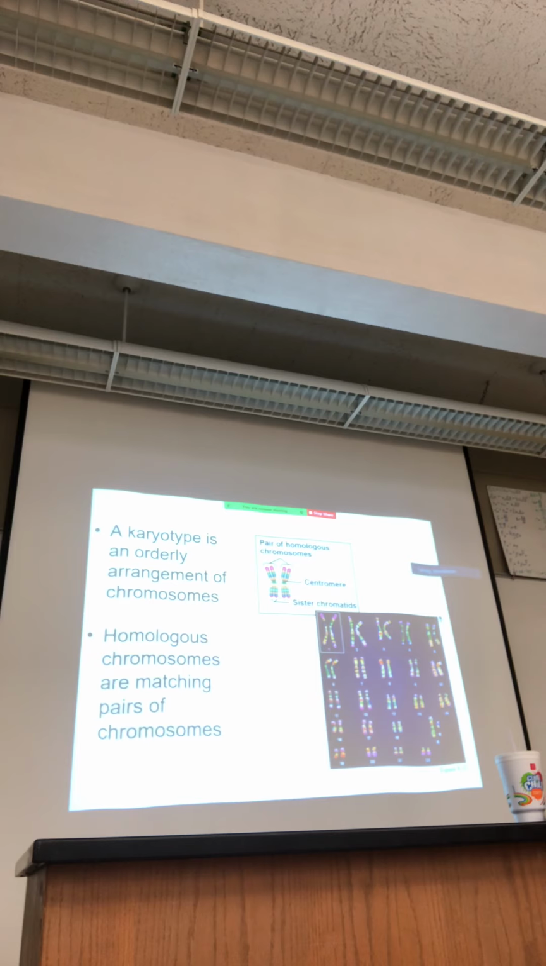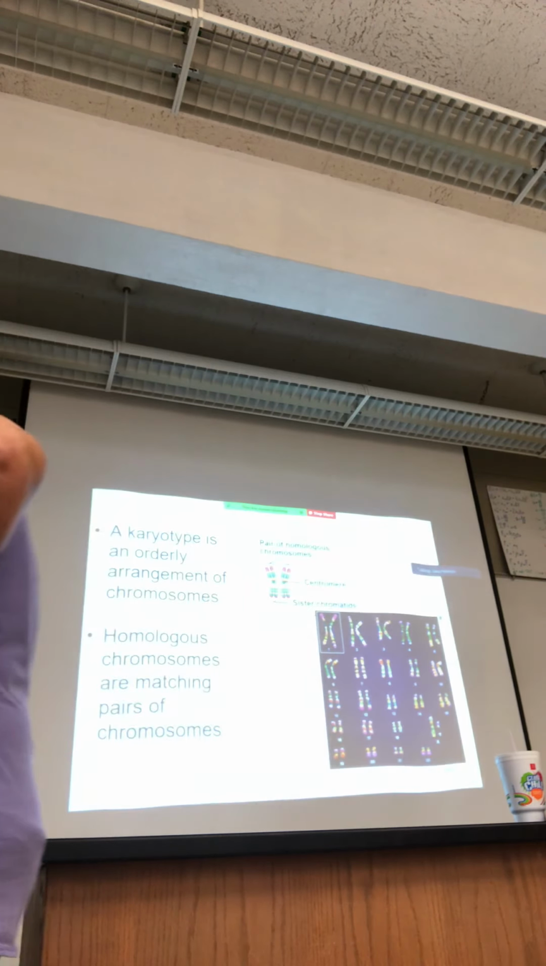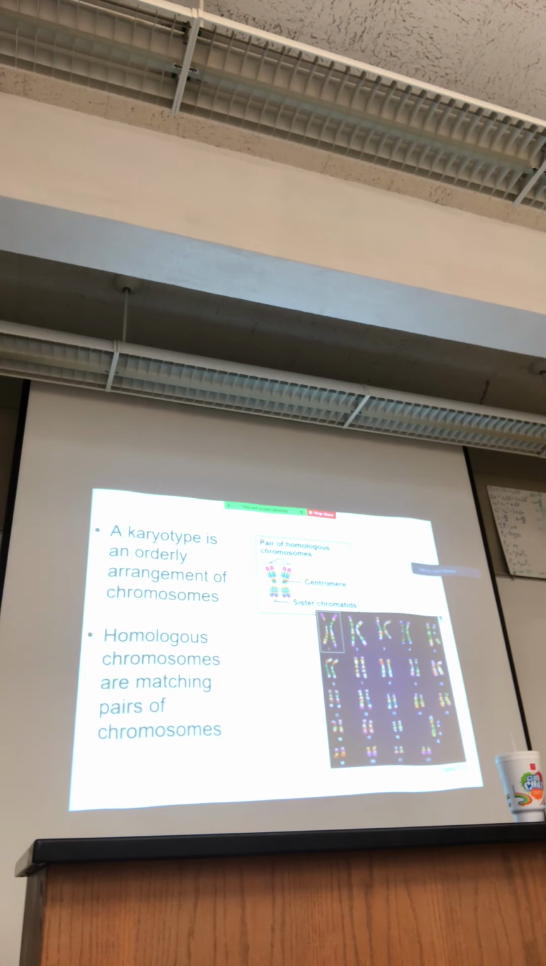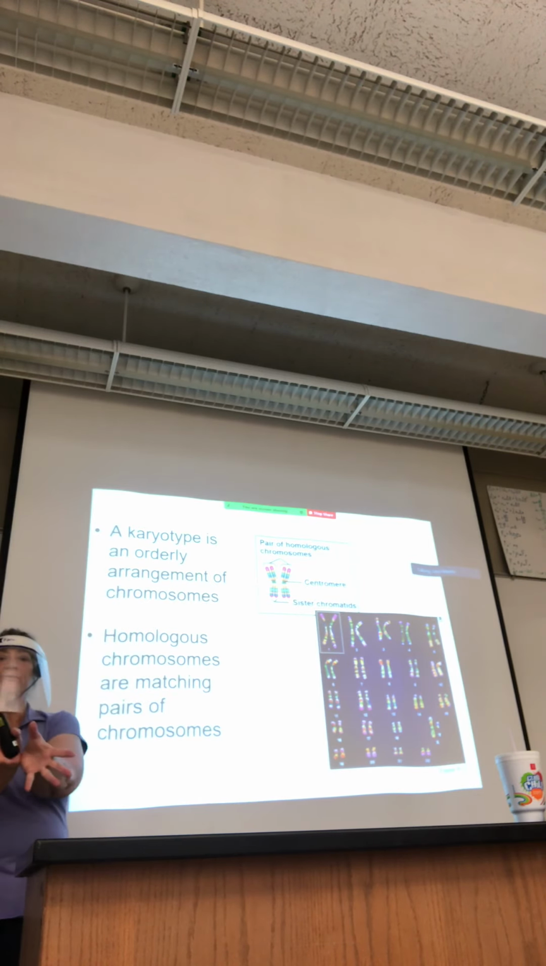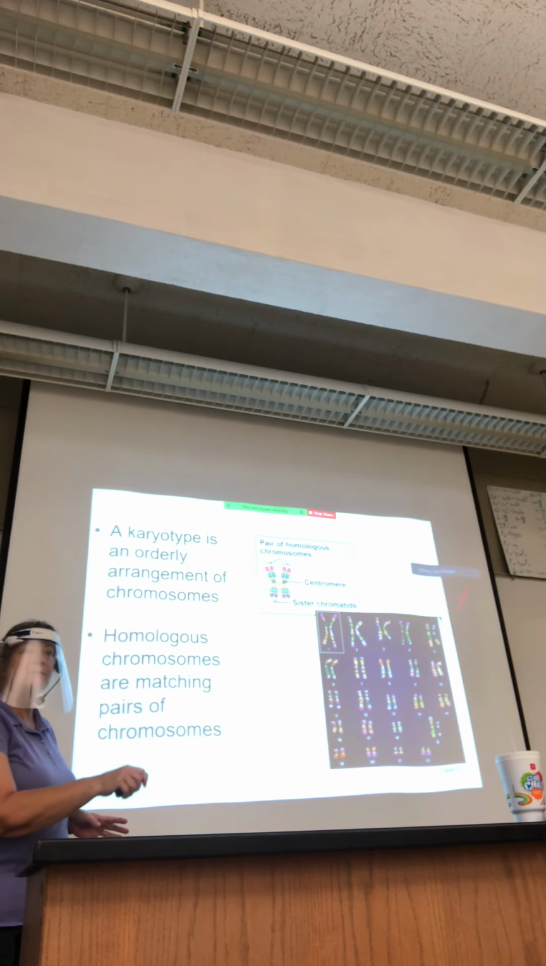A karyotype is an arrangement of chromosomes. This is where they collect cells and they treat them with a chemical that stops mitosis, I think, in metaphase. And then you stain them and you match them up. You match them up in pairs. So what you get is an array that's just a random mixture of chromosomes, and then you pick out which is pair number 1, which is pair number 2, which is pair number 3.